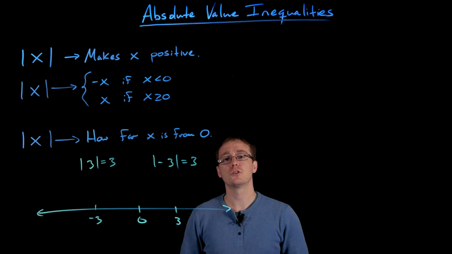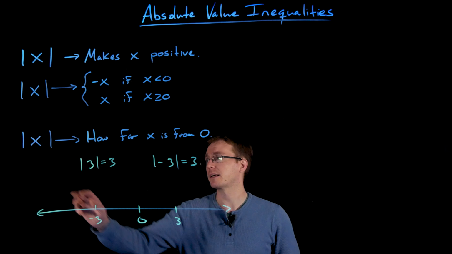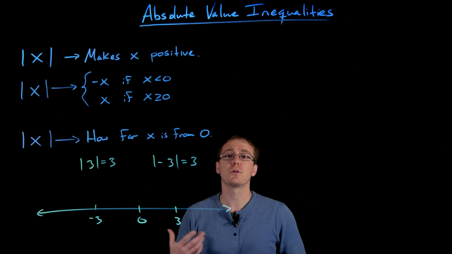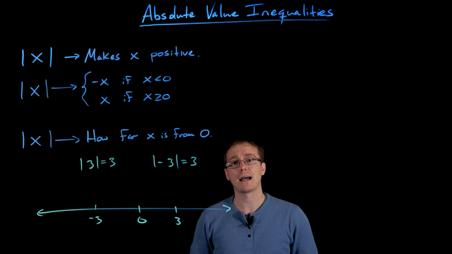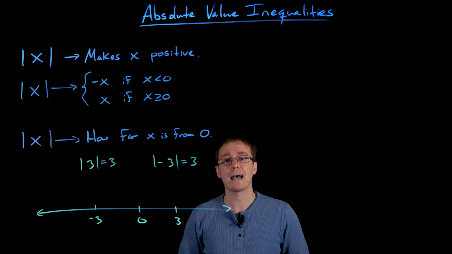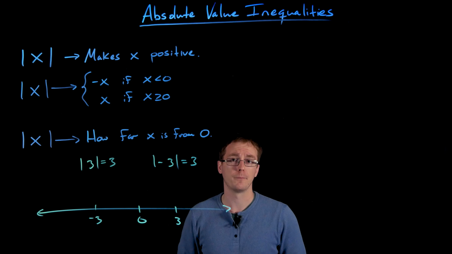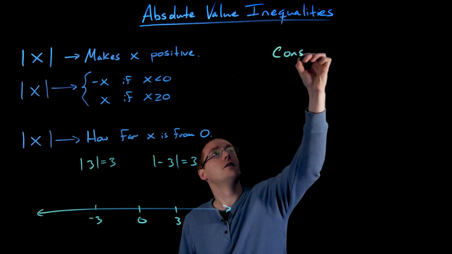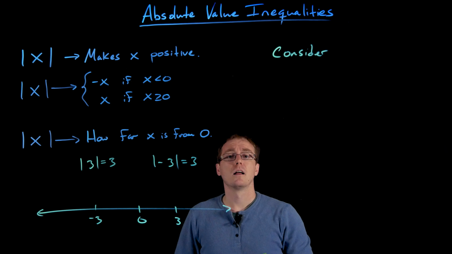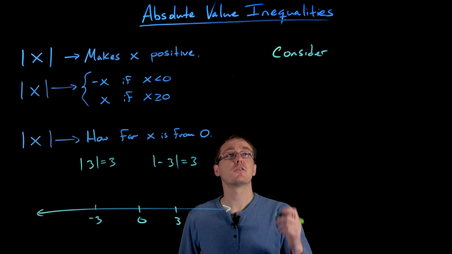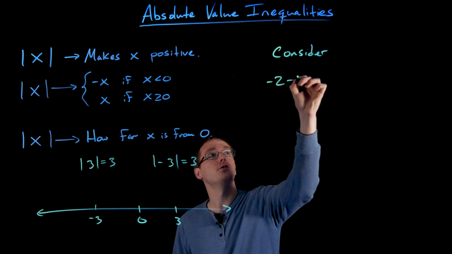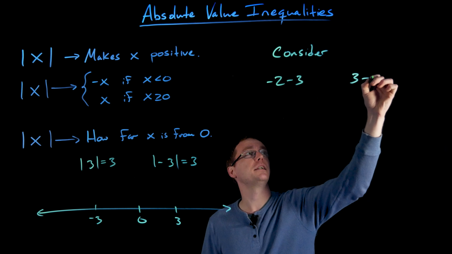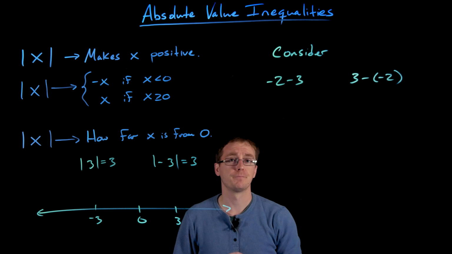But what we're going to run into quite often are expressions where we have x minus some number inside of our absolute value brackets or x plus some number inside of our absolute value brackets. And we want to make sure we know how to interpret that from the distance perspective as well. To help us do that, I want us to consider a couple little examples. Let's first look at the difference between -2 and 3, and then we'll look at the reverse difference, the difference between 3 and -2.